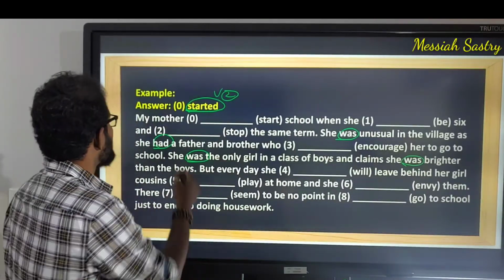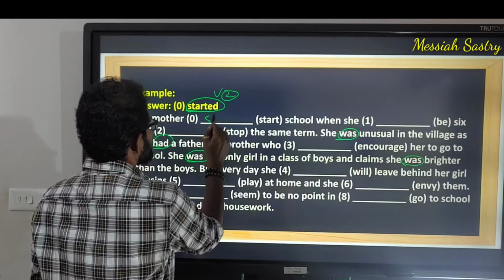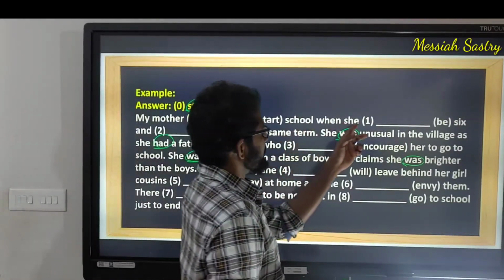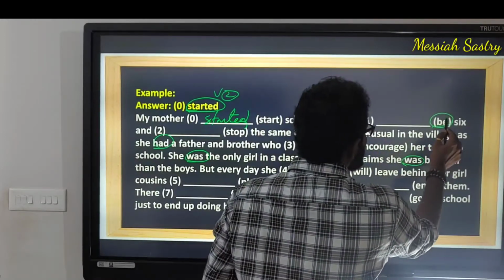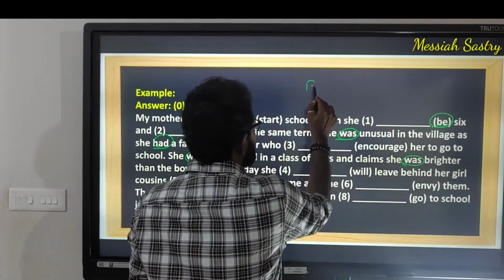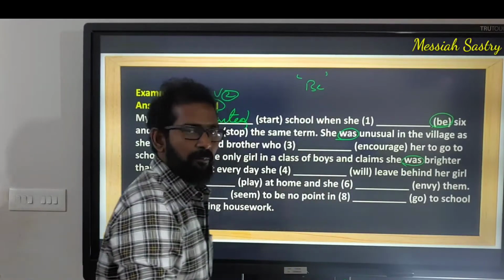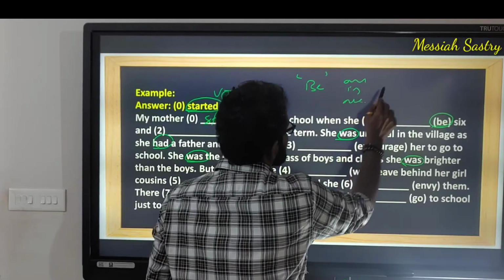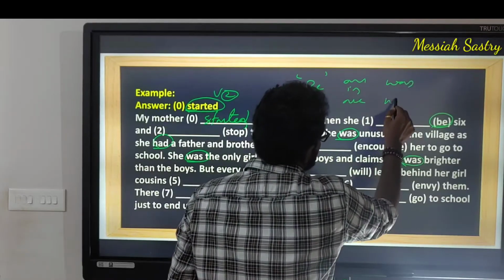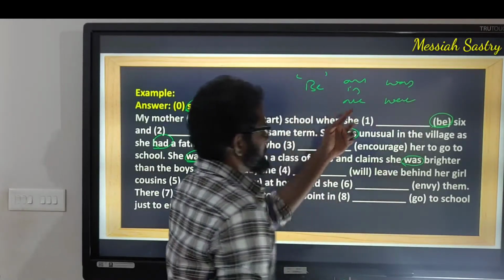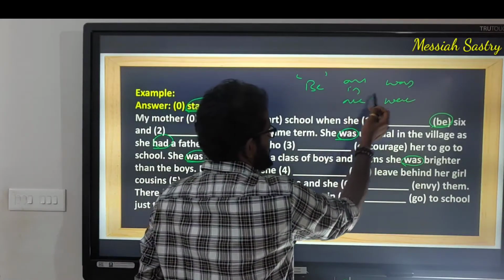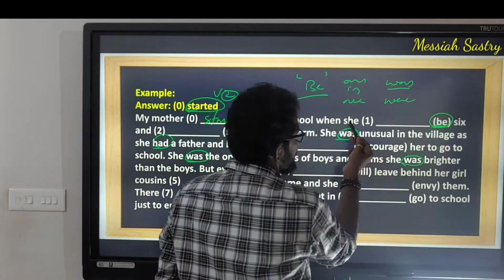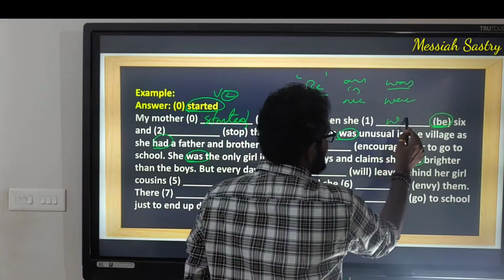So let us see now. My mother, first one is answered, started school when she was. Now the past form of be: the base form is be. V1 is am, is, are, and V2 is was. Present am, is, are, past was. Be is the base form. Now for the base form be, we need to write was. She was.